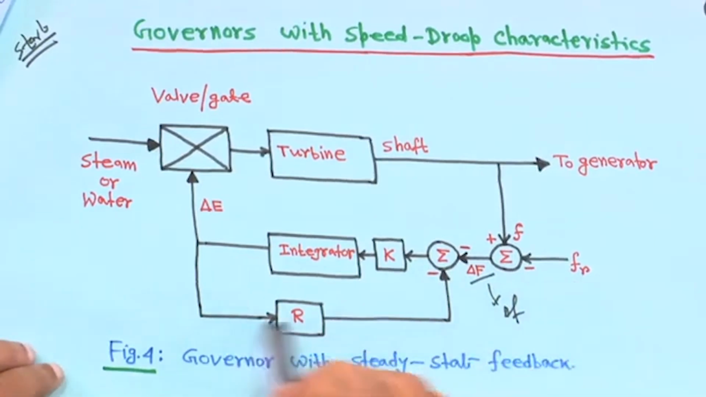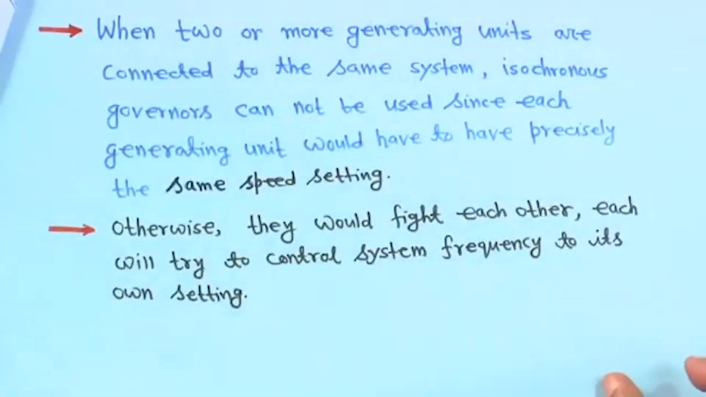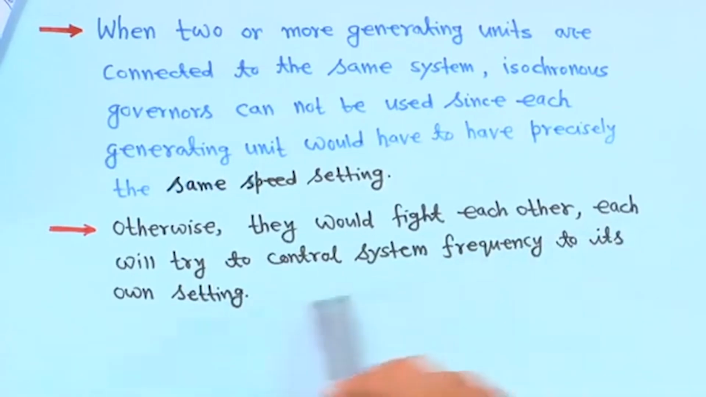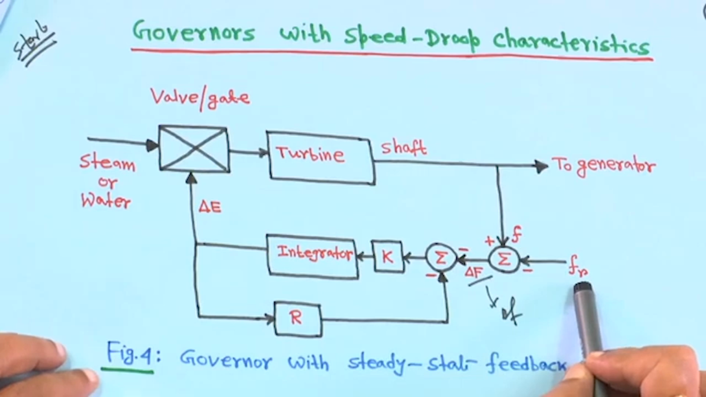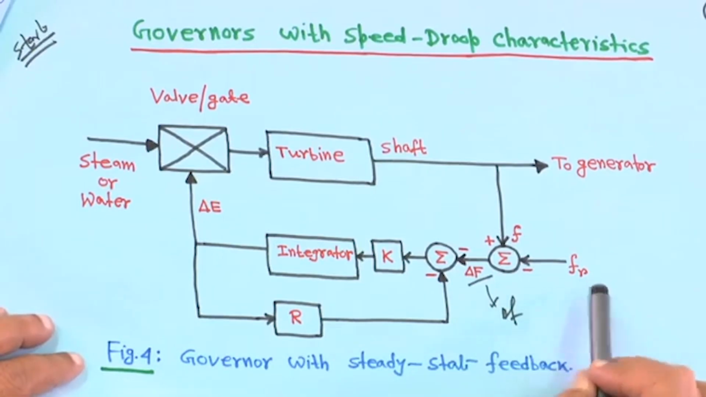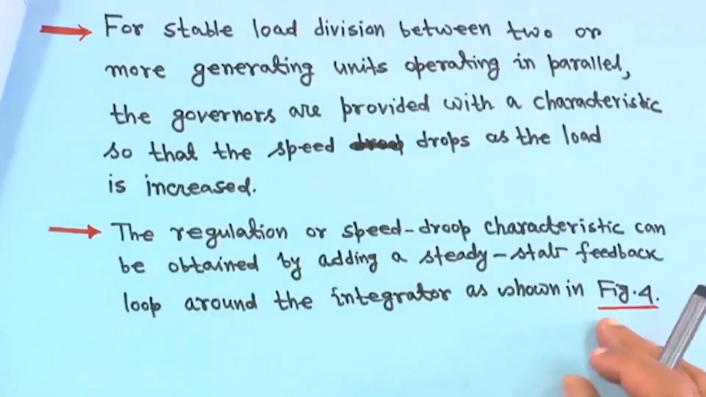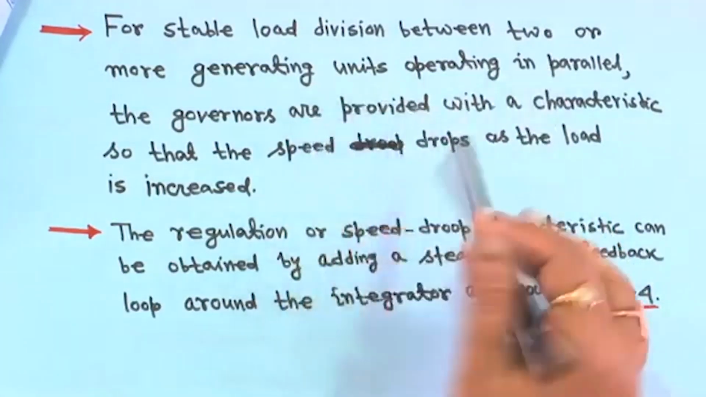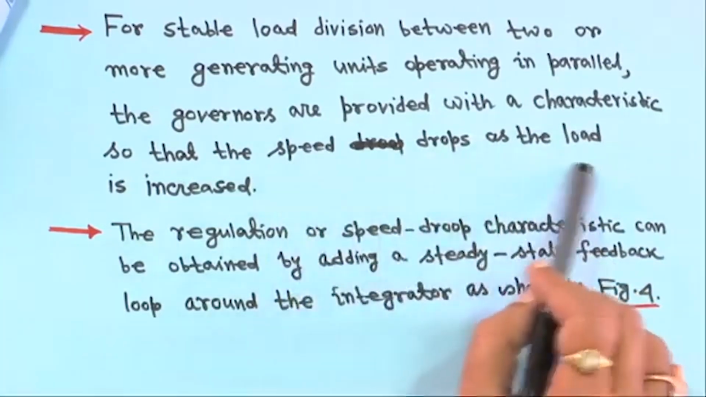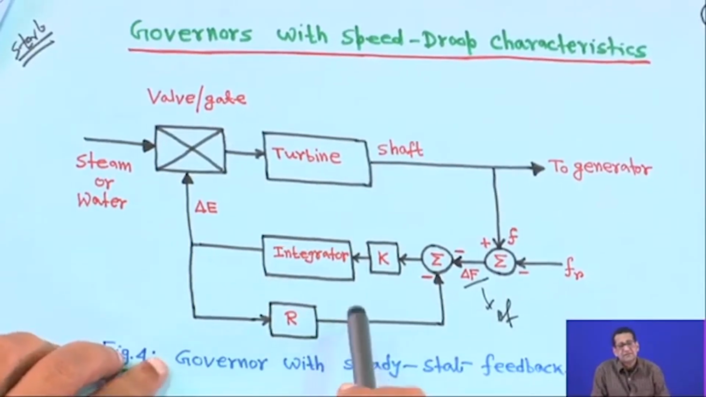To avoid that, this speed regulation parameter is used for each generating unit. Otherwise they fight with each other, each trying to control system frequency to its own setting. That is why this speed droop characteristic is used. For stable load division between two or more generating units operating in parallel, the governors are provided with characteristics so that the speed drops as the load is increased. That means this feedback is required.